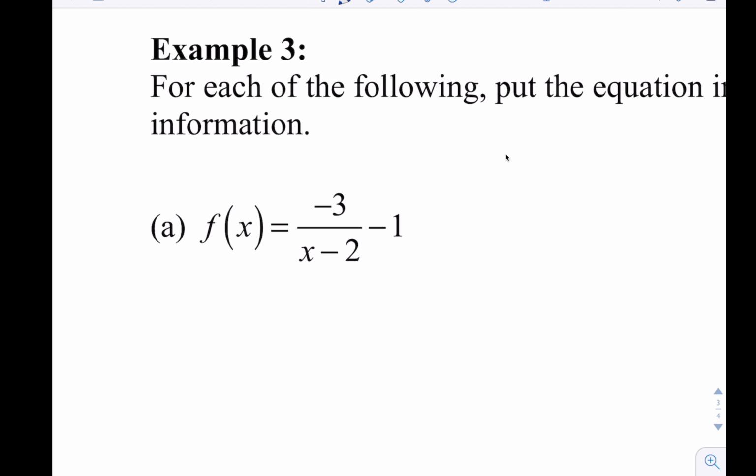Okay, so the first one is -3 divided by x minus 2, minus 1. Okay, so I know that my parent function here is 1 over x. Okay, and what I'm going to do, just for this example, is draw what 1 over x looks like. Okay, so it has a branch down here, and it also has another branch up here.